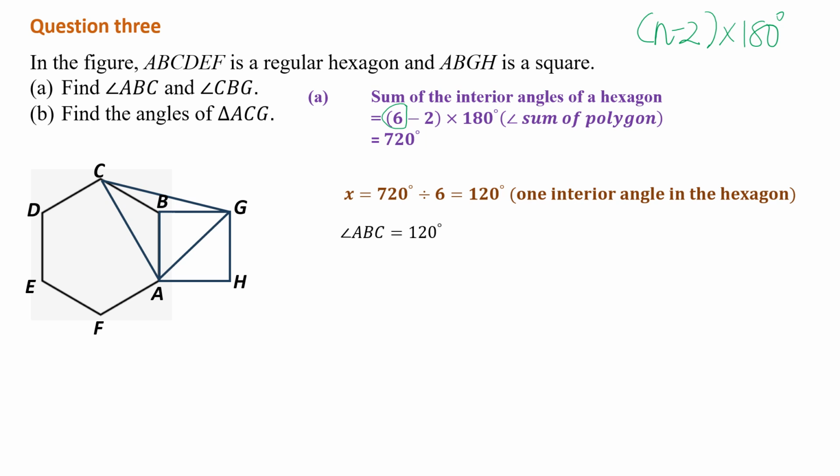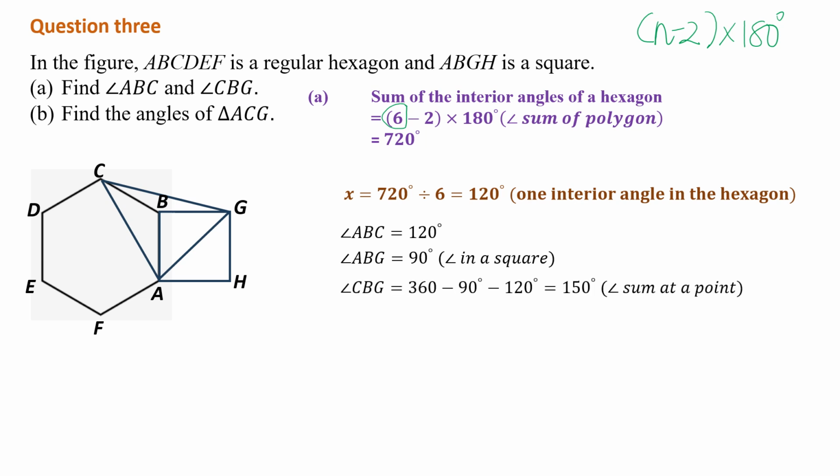To find CBG, we understand that ABGH is a square. So therefore, angle ABG is 90 degrees. And the reason being it is an angle in the square. And CBG can be found by taking 360 minus 120 minus 90. That gives you 150. And the angle property we're using is angle sum at a point, because angles at a point add up to 360. So by taking 360 minus 90 minus 120, that will give us angle CBG. Right, so we are done with part A.